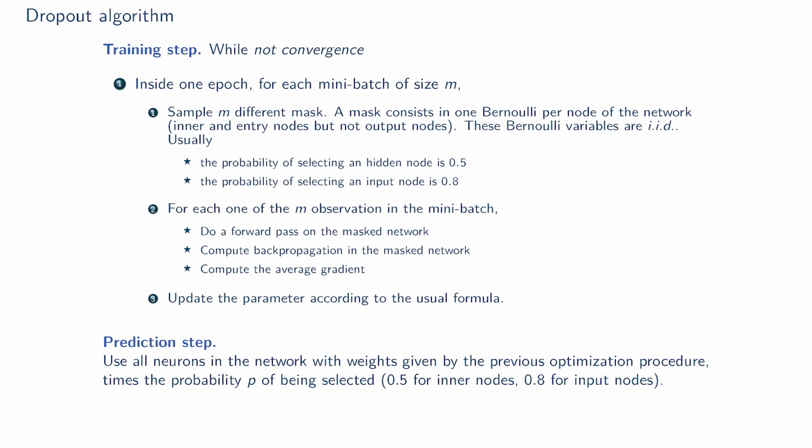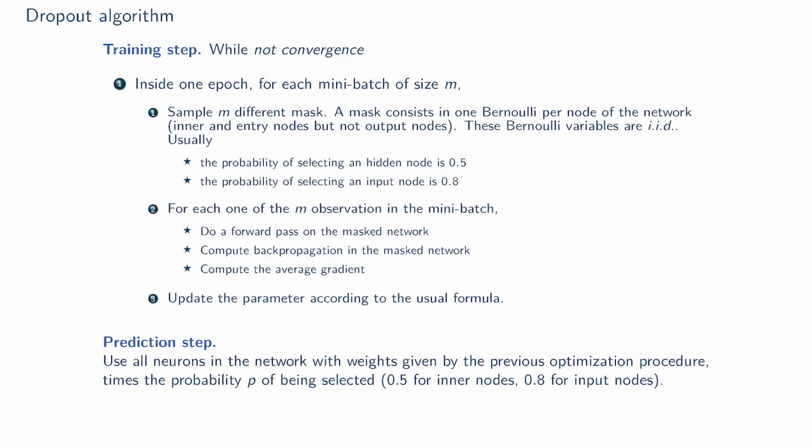Now let us describe the exact dropout procedure. Inside a given epoch, for each mini-batch of size m, the dropout procedure samples m different masks. A mask consists of a vector of zeros and ones of size equal to the number of neurons that we may want to remove in the network. Each component of this vector results from the sampling of an independent Bernoulli. The probability of removing a neuron in a network is typically 0.5 for hidden units and 0.2 for neurons in the input layer. The output units are not removed.